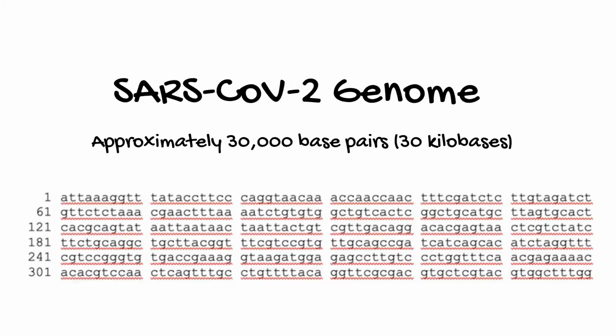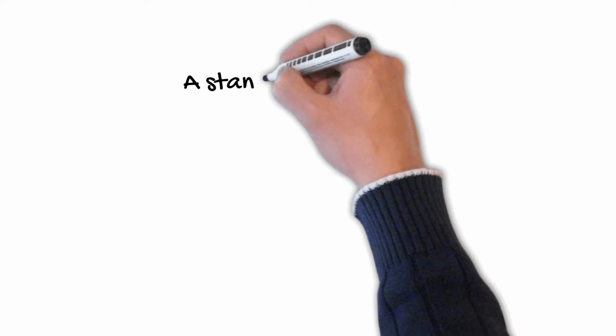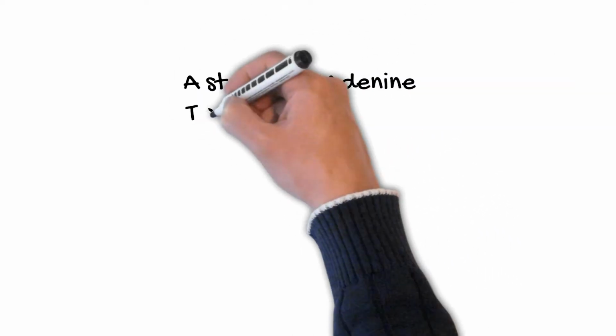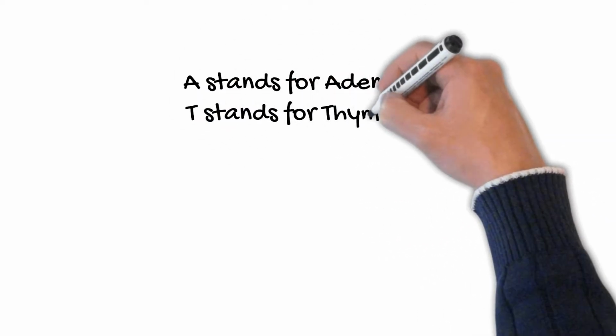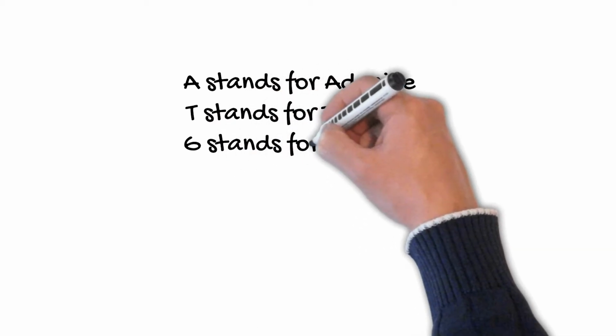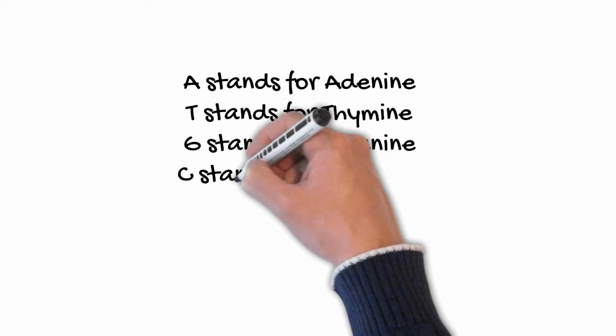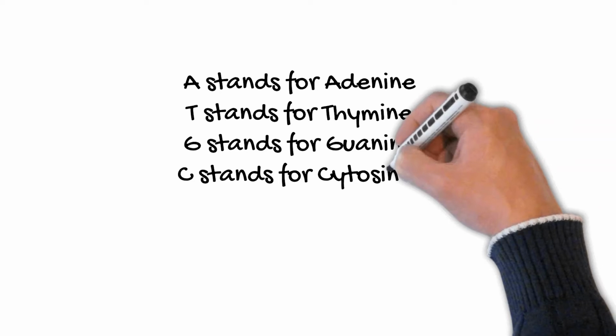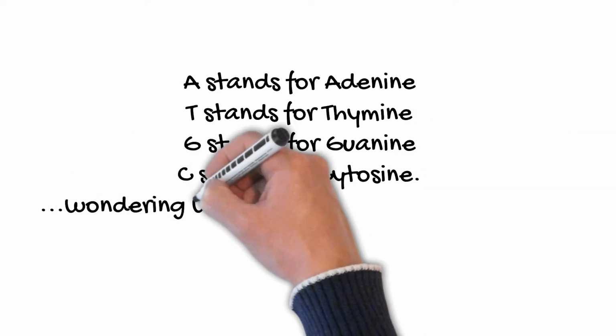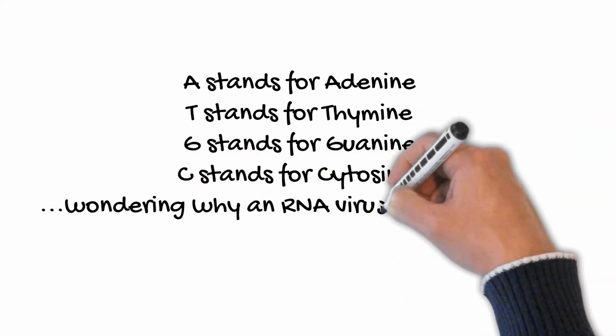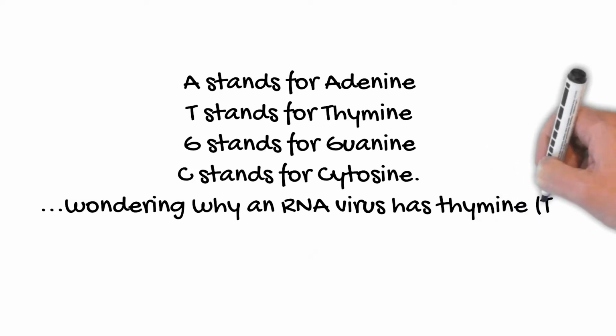These letters represent the nitrogenous bases that we discussed in our central dogma video. The A that you see here stands for adenine. T stands for thymine. G stands for guanine. And C, cytosine.